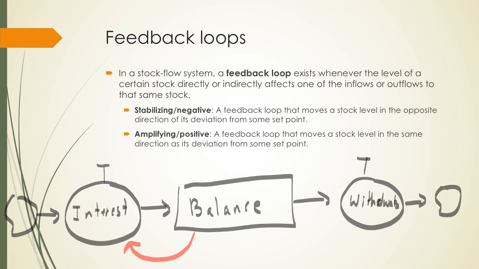Similarly, if we were in a situation where the balance was below the equilibrium level, that would mean that we were earning less interest than necessary to maintain the balance. And as we continued to make withdrawals, the overall balance would fall, again causing the stock level to move away from the equilibrium point, creating an amplifying feedback loop.